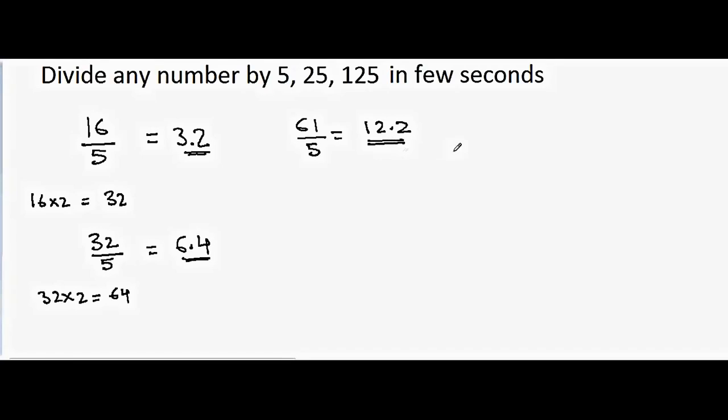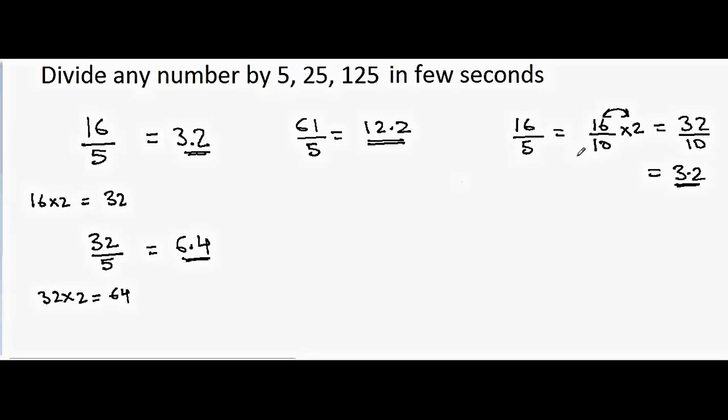How did I come up with this trick? It's not magic, it's just a simple trick. Suppose I have 16 and I want to divide by 5. That is equal to 16 divided by 10 into 2. So what I'm doing here is multiplying by 2, and then putting a decimal because I have a 10 in the denominator. So the answer is 32 divided by 10, which is equal to 3.2.